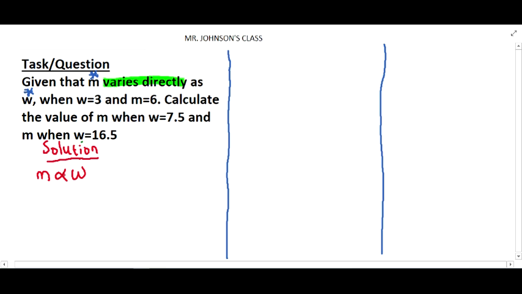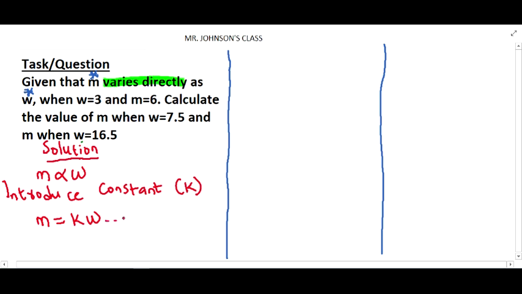Remember what I told you about this variation symbol. In every variation question, we have to introduce a constant, and oftentimes people use K as a constant, and I wish to use K in this class. When I introduce my constant, it will get rid of this proportionality symbol. So here I'll have that M equal to KW. Now this will give me the general equation I will use to solve everything I'm solving here.